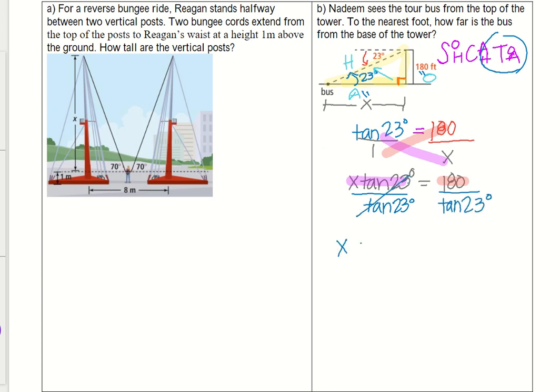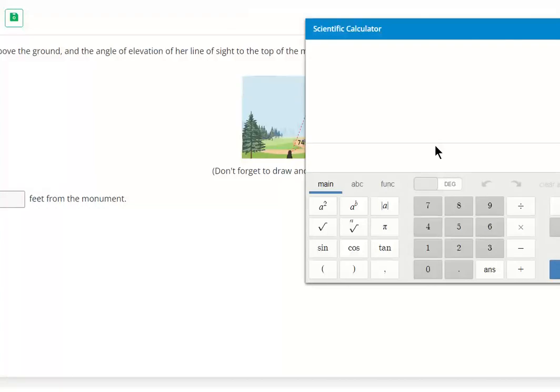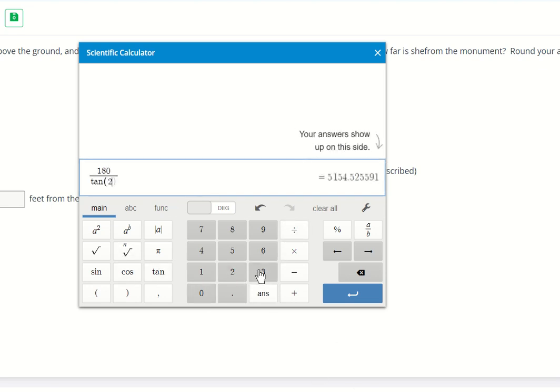So when I'm finding x in my calculator, I'm going to type in 180 divided by tangent of 23. So from here, I'm doing 180 divided by tan 23. And that gives me 424.05. And we're typically rounding to the nearest tenth. So we're going to make that 424.1.